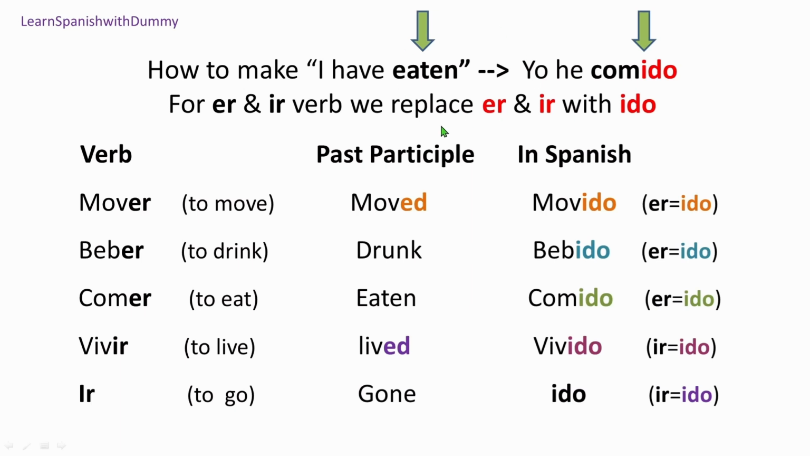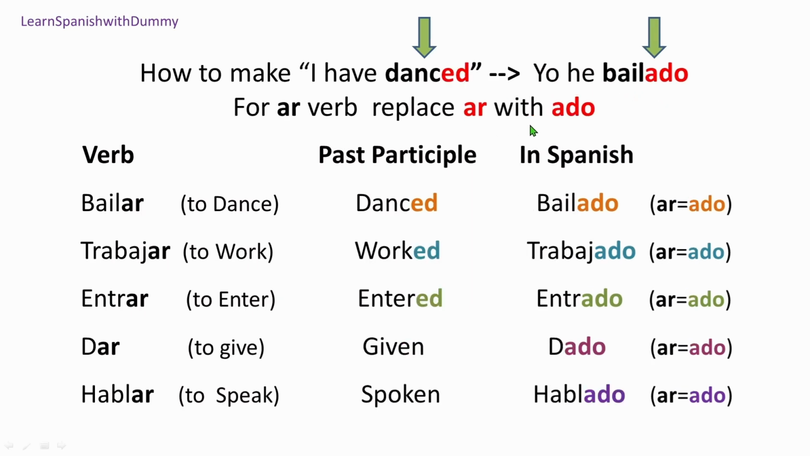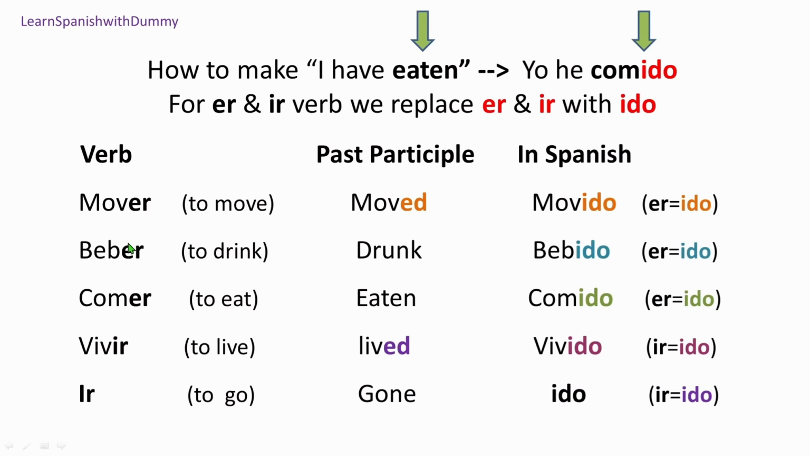Now we are going to learn how to make the past participle for the ER and IR ending verbs. Earlier we learned to make the past participles for the AR ending verbs. That was the rule. Now it's for ER and IR verbs, the ones ending with ER and IR. So there's "to move," and we want to make it "moved." That's the past participle. We say I have moved, you have moved, she has moved the chair. To move is mover. We replace the ER with IDO, and it makes movido.